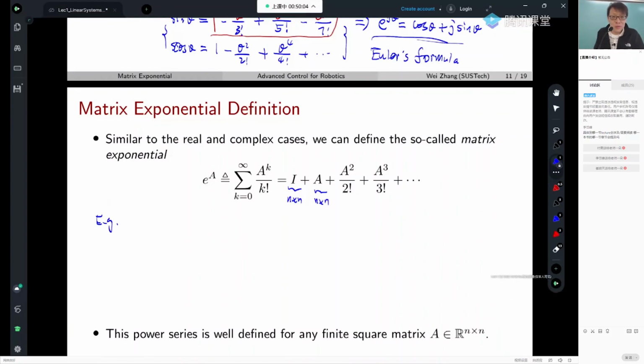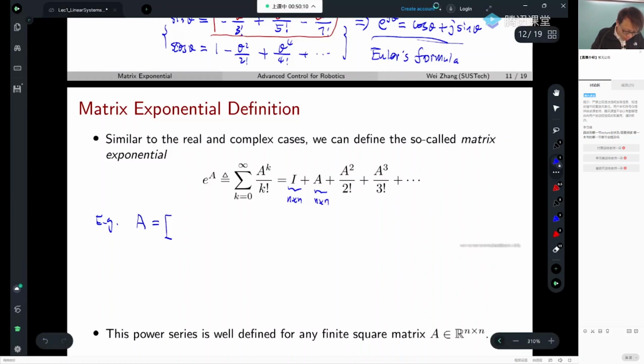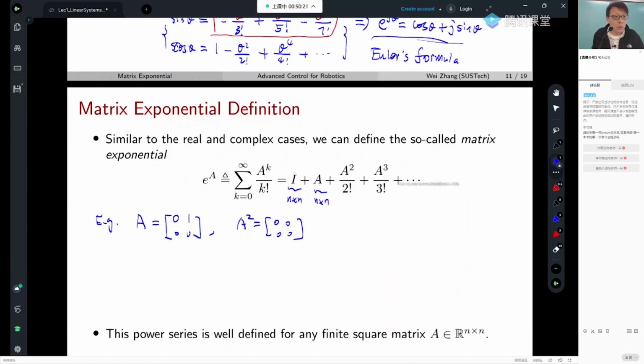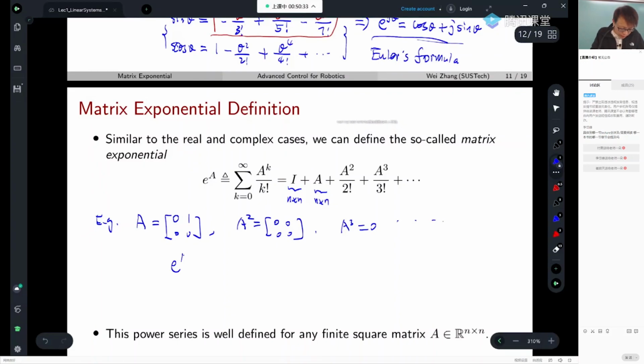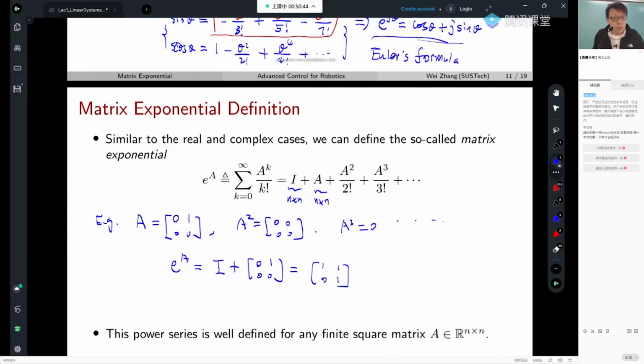Let me take 2 minutes to give you one example so that we can continue next time. Suppose my A is like this, a very simple two-dimensional matrix. A squared turns out to be all 0. This matrix is called nilpotent. You take the square and it becomes 0, and then A cubed is also 0. So by this definition, I can directly compute e to the A is I plus 0, 1, 0, 0, which is 1, 1, 0, 1. That's the matrix exponential for this matrix by this definition.